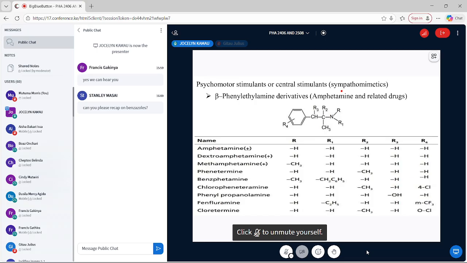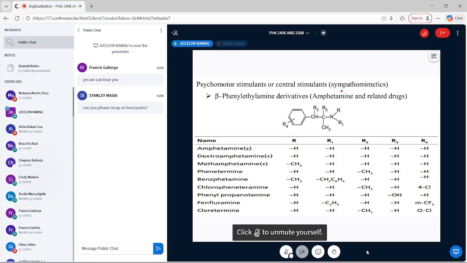Then you can see benzphetamine. Again, very similar. R here is a methyl group, and R1 is also a very big group. When you have those big groups, there will be an increase in steric hindrance, and accessibility to the receptor definitely will have a problem. Then chlorphentermine.